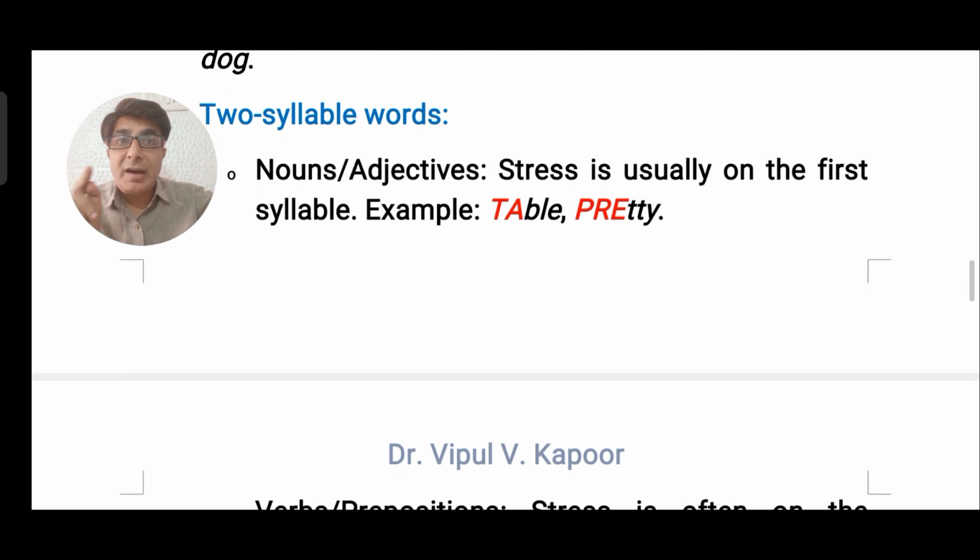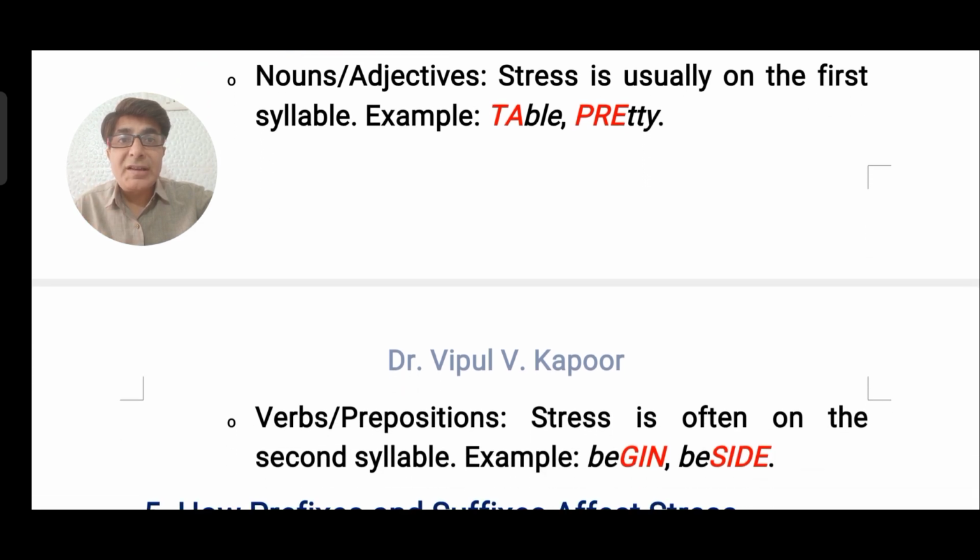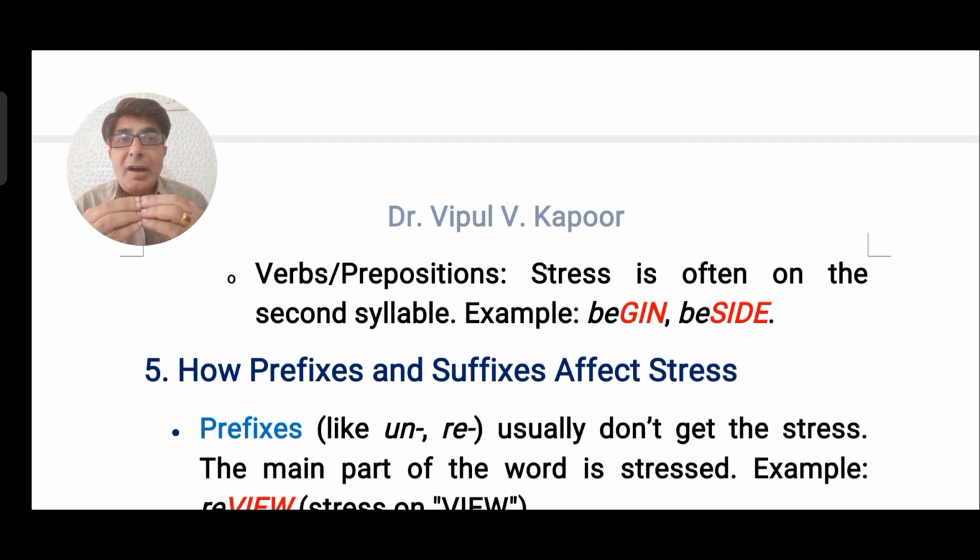Table, the first one is stressed. Why? Because it's a noun. And pretty, the first syllable is stressed. Why? Because it is an adjective. When the word is made of two syllables, but if the word is a verb, the second syllable is generally spoken with force, like begin. Okay, and if it is a preposition, two syllables in one word, the second syllable is stressed, like beside, right?